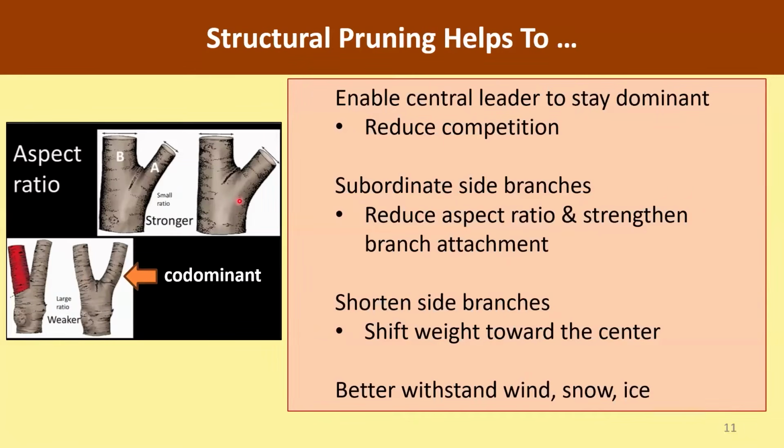changing this co-dominant situation toward something like this with a better aspect ratio. When we combine structural pruning, build up the central leader, subordinate or slow the side branches' growth, and also shorten some of the side branches, which will shift the weight from the end of branches toward the center, these together will create a tree that can better withstand wind, snow, and ice.